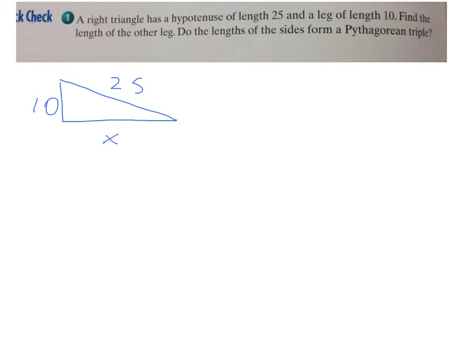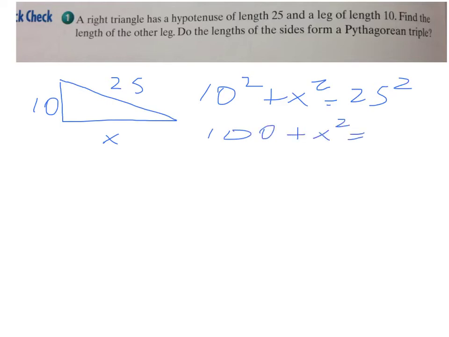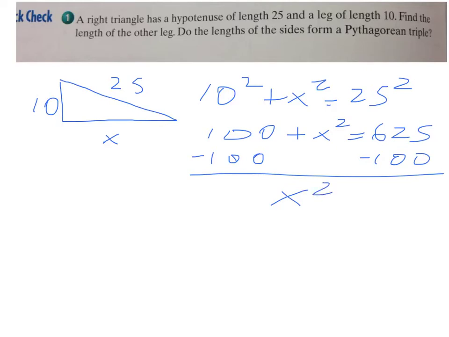Again, we know a squared plus b squared equals c squared. So on this one, 25 has got to be c. So it's going to be 10 squared plus x squared equals 25 squared. So we got 100 plus x squared equaling 625. We're going to subtract 100 from both sides, and we get x squared equaling 525. Take the square root of both sides, so x equals the square root of 525.